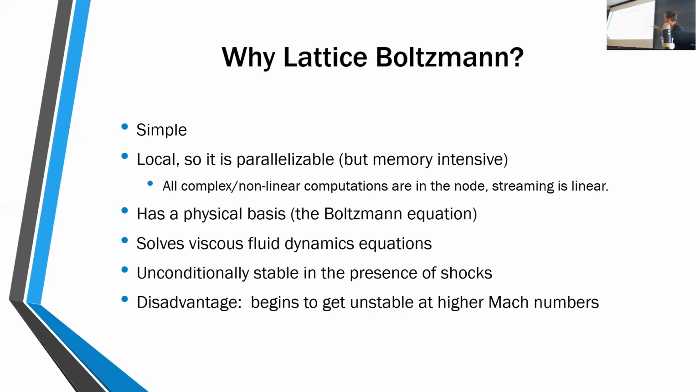Let's see. It's got a physical basis. It solves viscous fluid dynamics. It is stable even with shocks because it's probability density. It does get a little unstable. I think that's the larger disadvantage, as you get closer to higher Mach numbers, it starts getting a little unstable. What's the reason? 2 or 10 or 100.